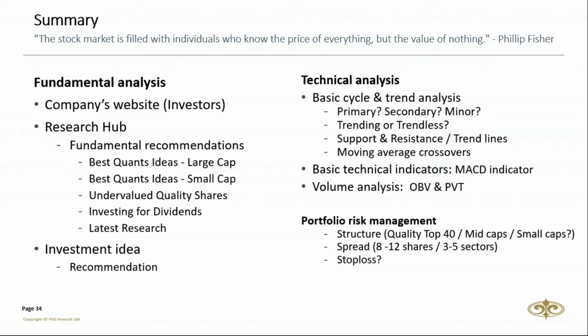We talk about the spread, how many shares you have in your portfolio. If you have too few, then you have all your eggs in one basket. Too many, then you have to do more analysis and spend time analyzing it. A good spread is between 8 and 12 shares, spread across 3 to 5 different sectors. Don't have all your shares in the gold sector, for example. Okay, diversify. And then remember, this is mainly for investment purposes.